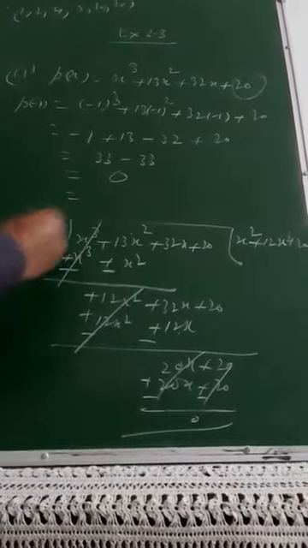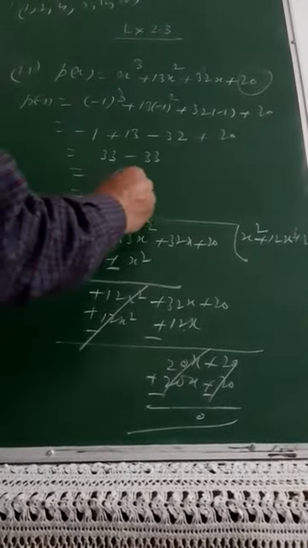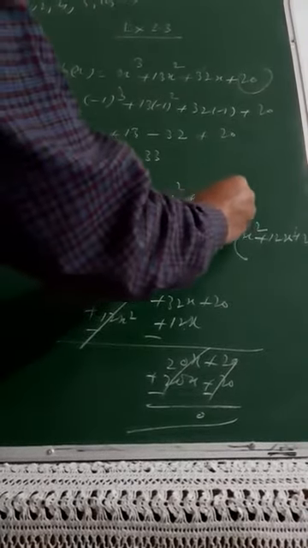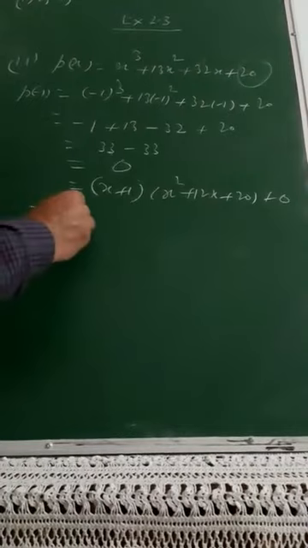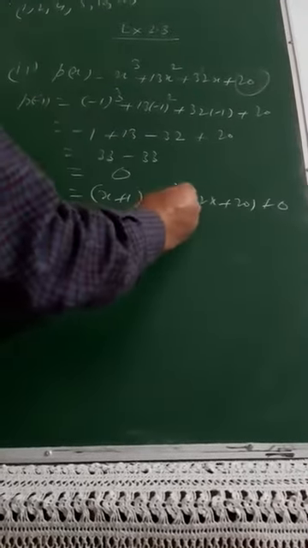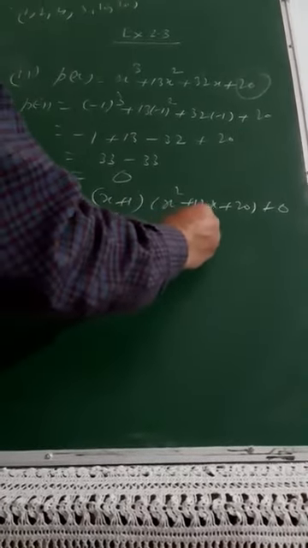So now what I am getting here is, on this side you can write: divisor is x plus 1 and your quotient is x square plus 12x plus 20, remainder is 0. So that's all. Now you can split the middle term, since this is in the form ax square plus bx plus c. 0 you can leave. The factors of 20 are 10 and 2. So x square plus 10x plus 2x plus 20 finally.